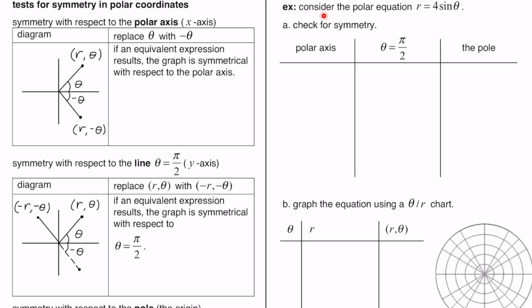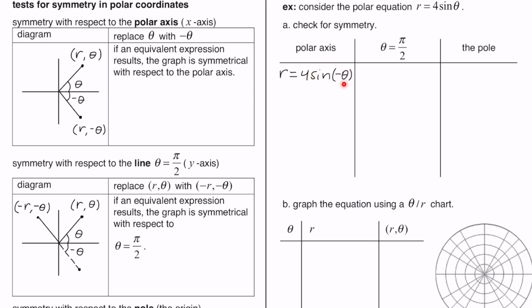This example says, consider the polar equation r equals 4 sine theta. For part A, we're going to check for symmetry. So first, we're going to check for polar axis symmetry. And according to this chart over here, we're going to replace theta with negative theta and then look at the resulting expression. So I took this equation and plugged in negative theta for theta.